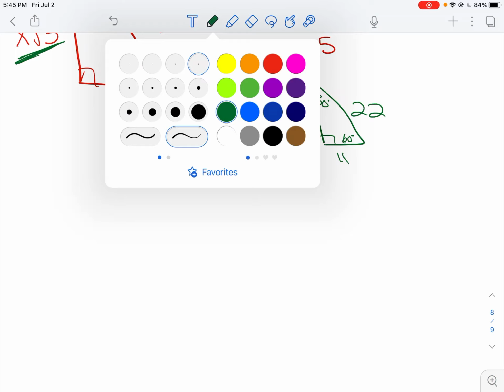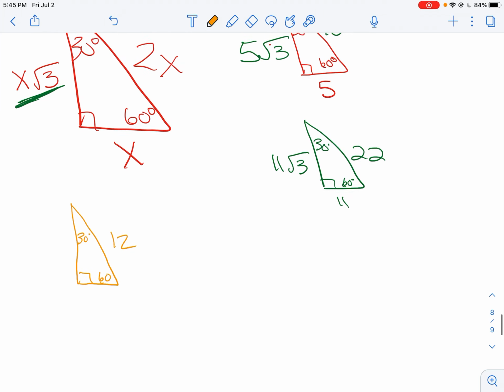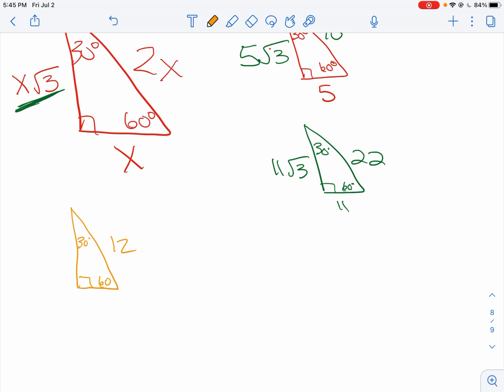Now, let's change it up a little bit. This time, I've been given the hypotenuse of 12. Okay? 12 is equal to the 2x. That's the side that has the 2x. So those are the sides that are equal to each other. So if I divide both sides by 2, I'm going to get 6 is equal to x. So that means that this side right here is equal to 6.